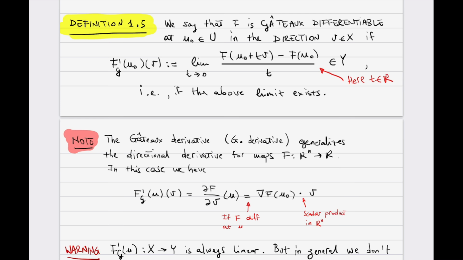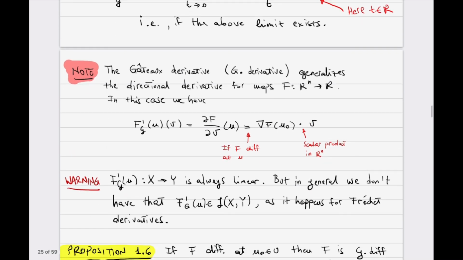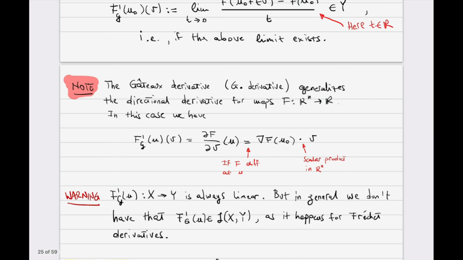If f is actually differentiable, then if you remember, you can compute this directional derivative just by taking the scalar product of the gradient of f with the direction v. Okay, here we have a warning. So this operator here, f prime Gateaux at u0, is always linear from x into y. Okay, so this is something that holds in general. This is always linear from x to y.